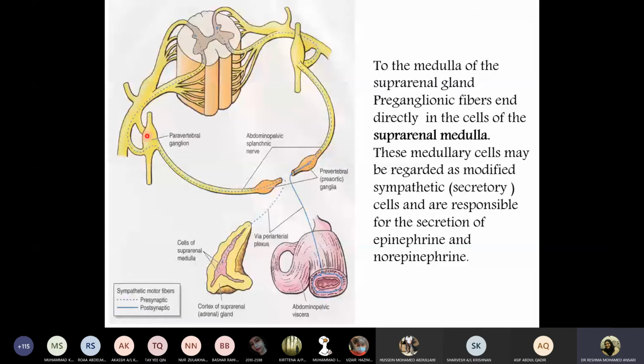Whereas if they travel directly to the cells of the suprarenal medulla without synapsing anywhere, directly innervating that, they are called the fibers to the suprarenal medulla, because they are very important for the secretions of epinephrine and norepinephrine.